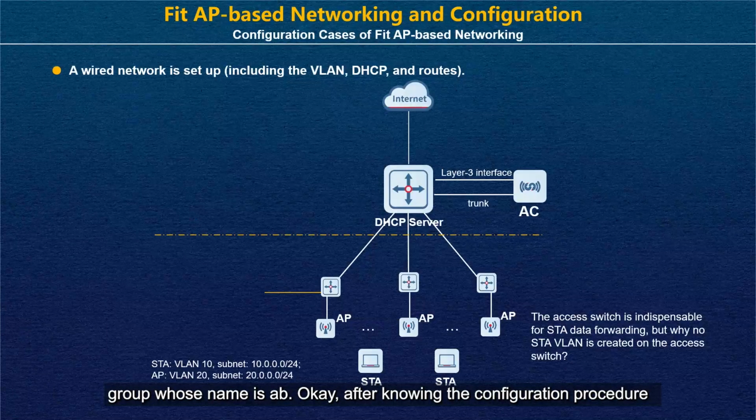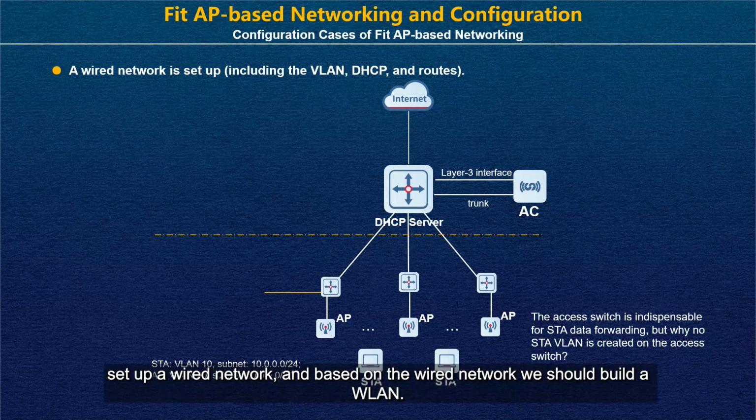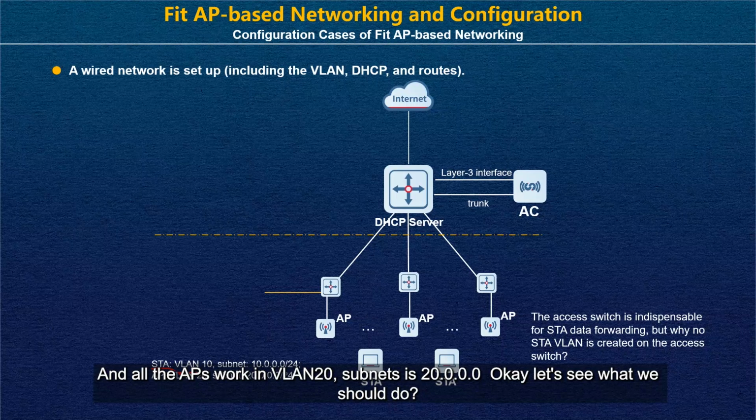Okay. After knowing the configuration procedure of the FIT AP and AC networking, let's see a case. Now we have already set up a wired network, and based on the wired network, we should build a WLAN. In this WLAN, all the STAs work in VLAN 10. The subnet shown here is 10.0.0.0. And all the APs work in VLAN 20. The subnet is 20.0.0.0. Okay, let's see what we should do.